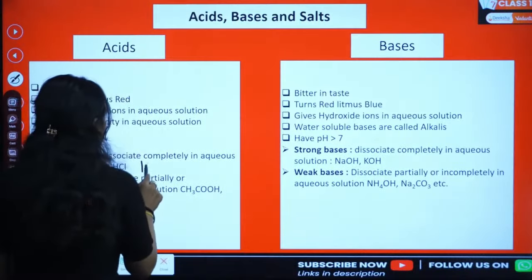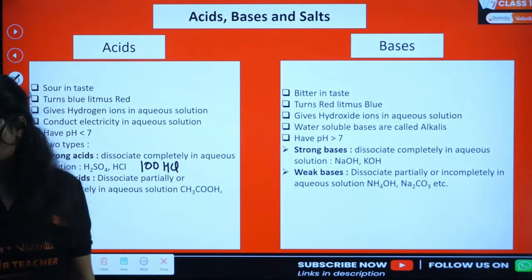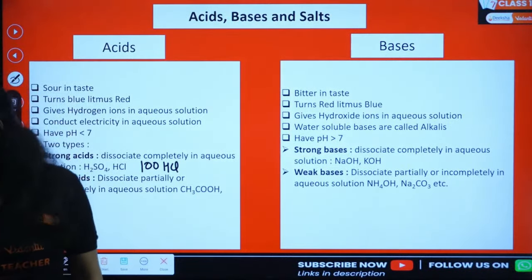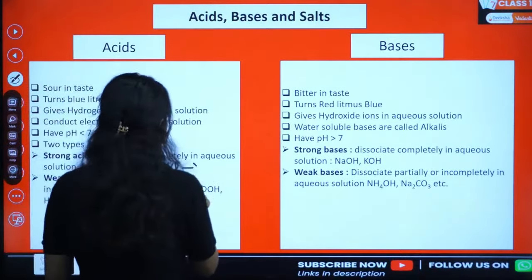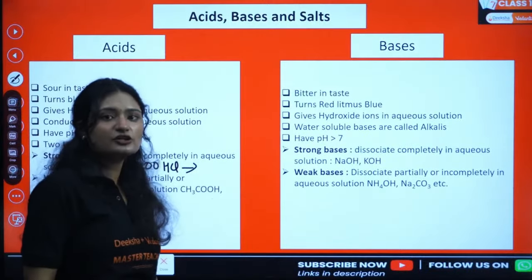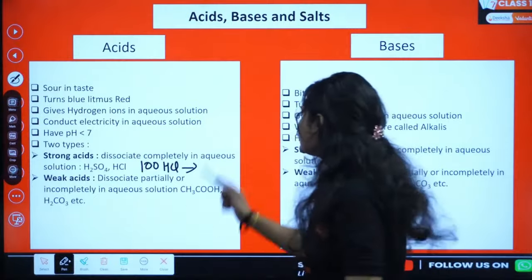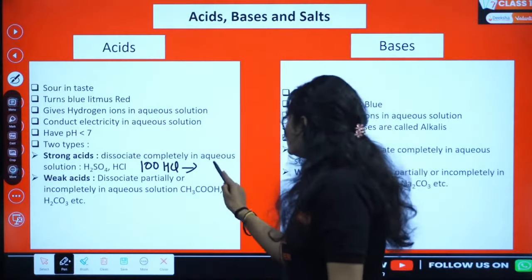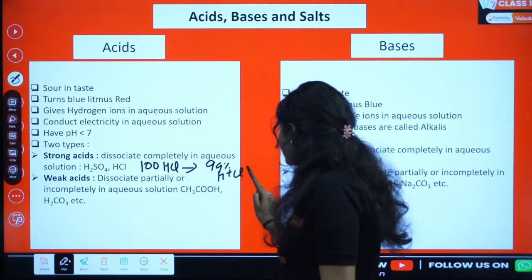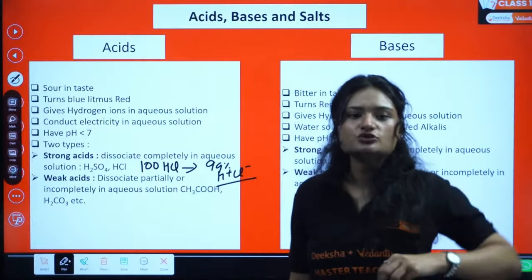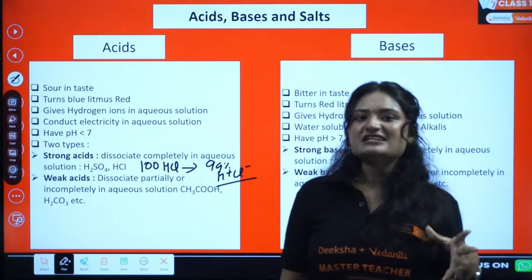If you have 100 molecules of HCl, hydrochloric acid, and you put it in water, it immediately ionizes 99%. It will be there as H positive and Cl negative. As soon as you put it in water, it is completely dissociated as H positive and Cl negative.